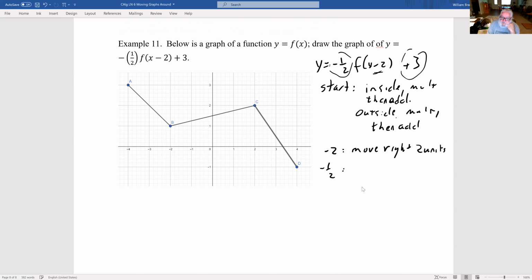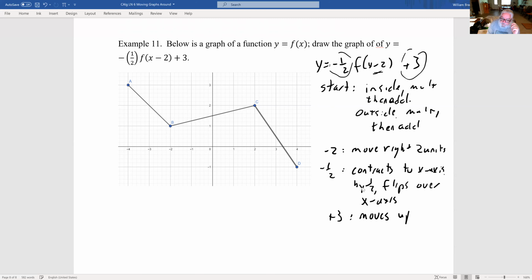So the minus 1/2, it's outside, so it's going to squeeze it towards the x-axis, squeezes it vertically by 1/2, and flips over the x-axis. Right? That's the minus sign. And then finally, the +3 just moves the whole thing up. So we have an order in which we want to do this. First, you move right 2 units, then you flip it and contract it, and then you move it up 3 units.